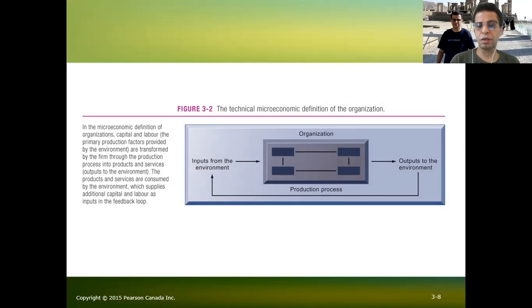In the microeconomic definition of organization, capital and labor, the primary production factors provided by the environment, are transformed by the firm through the production process into products and services, output to the environment. The products and services are consumed by the environment, which supplies additional capital and labor as inputs in the feedback loop. Let's simplify it.